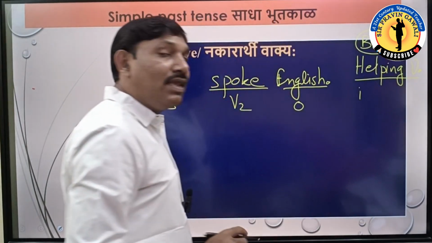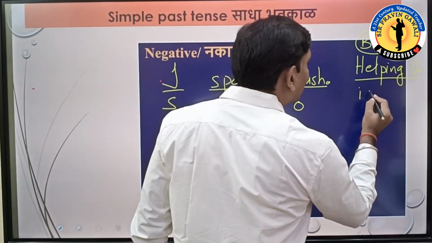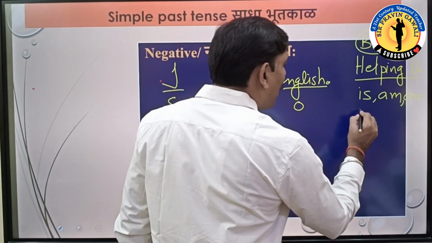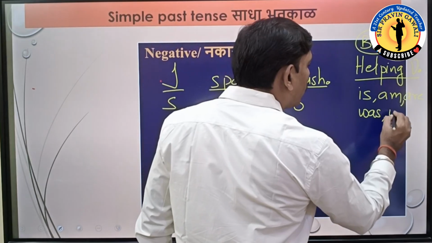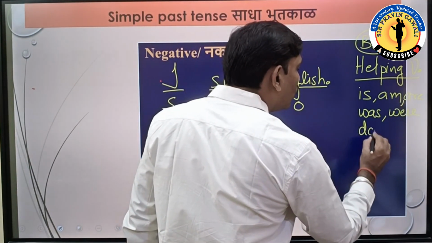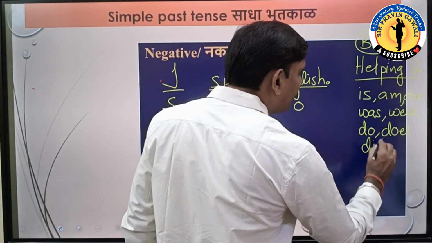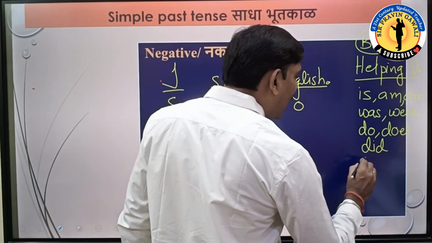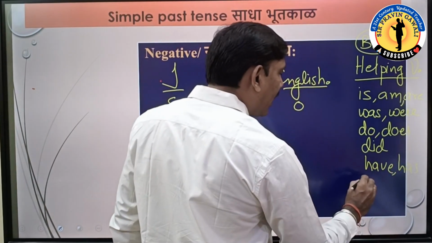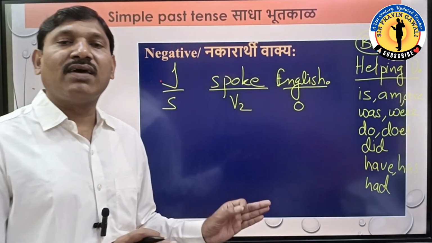The forms of the be verb we require to make negative and interrogative. For example, the present forms are am, is, and are. The past forms are was and were. As well as the present forms do, does, and the past form did. The forms of have: have and has in the present tense and had in the past tense. Otherwise, we require modal auxiliary verbs.